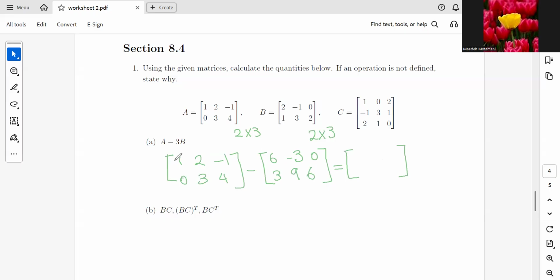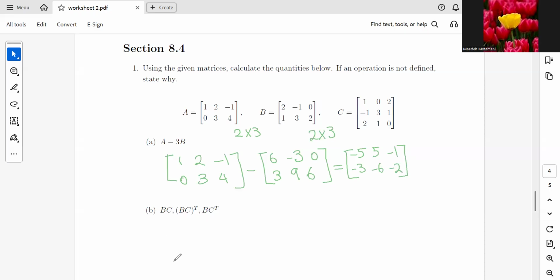It means 1 minus 6 is -5. 2 minus -3 means 2 plus 3, which is 5. -1 minus 0 is -1. Same idea for the second row. 0 minus 3 is -3. 3 minus 9 is -6. And 4 minus 6 is -2.